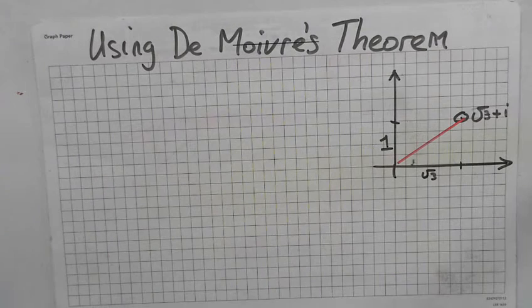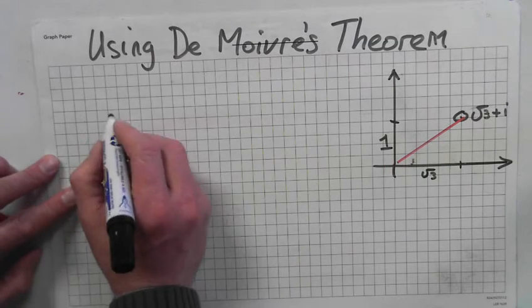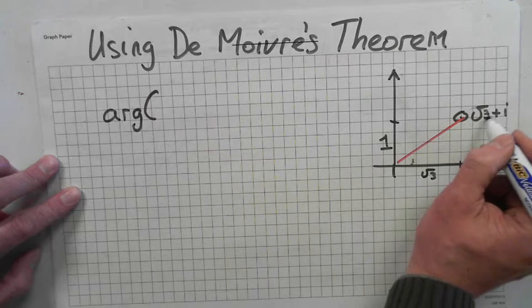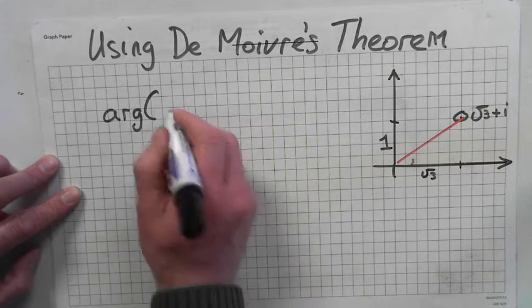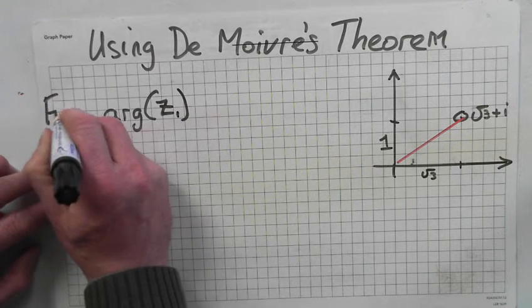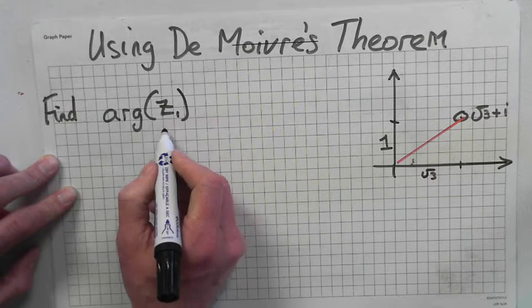Right. Degrees. Well, find the argument. No, pi over whatever it is. Right. So number one, find theta, the argument. This is the way they normally write it. They'd say, find the argument of, let's say this complex number is called z1. Find the argument of z1.